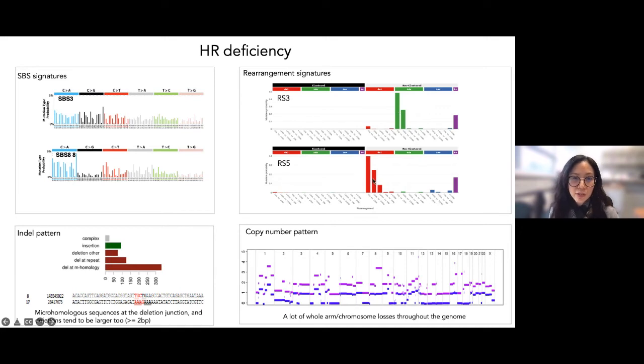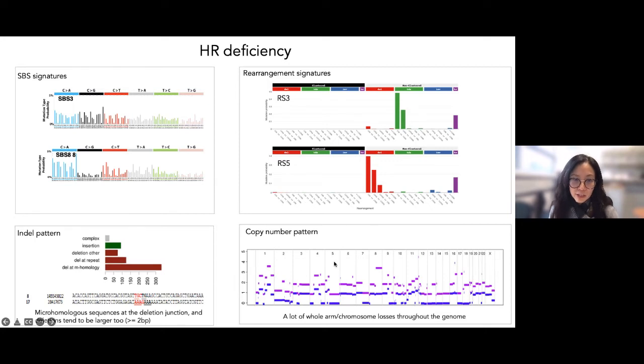Rearrangement signature 5 is characterized by deletions. So in red, del is deletions. I should have said non-clustered means that it's not focused in one part of the genome. It's distributed throughout the genome. So RS5, rearrangement signature 5, is again another classical feature of BRCA deficient cancers. There are sections that tend to be 10 kb or less, again, that are deleted throughout the genome. Really classical patterns. And in the next webinar, when I show you how to look at the whole genomes with all the information together, you'll see some of these patterns up front.